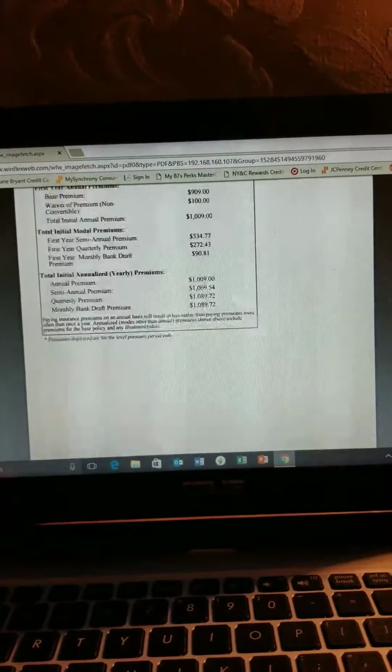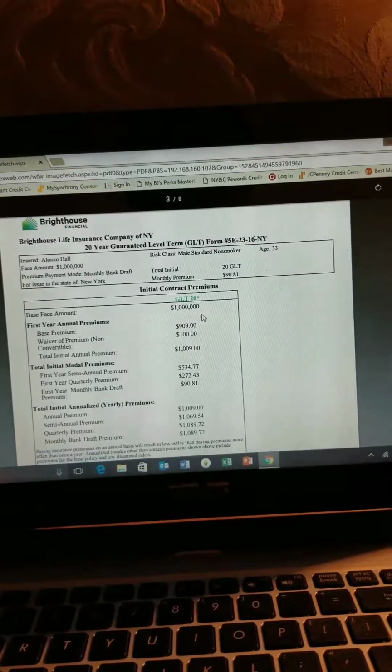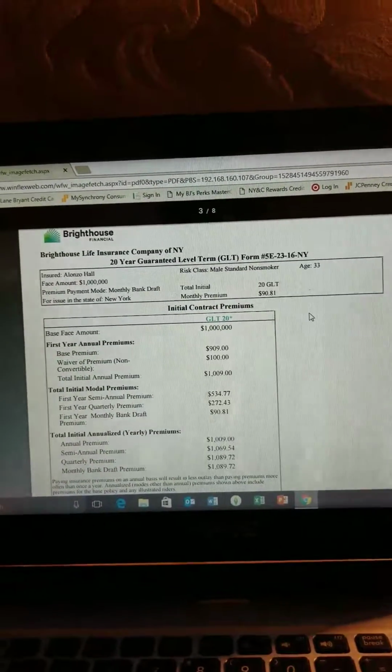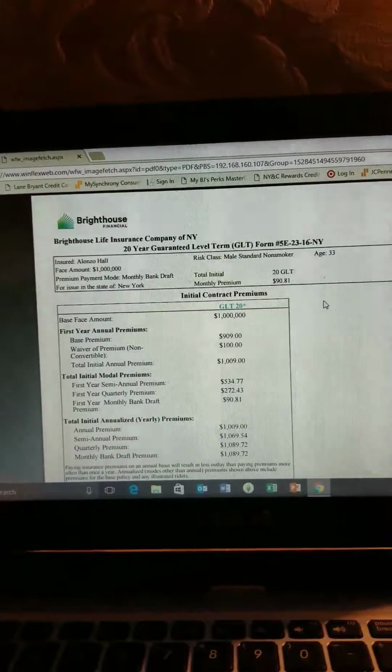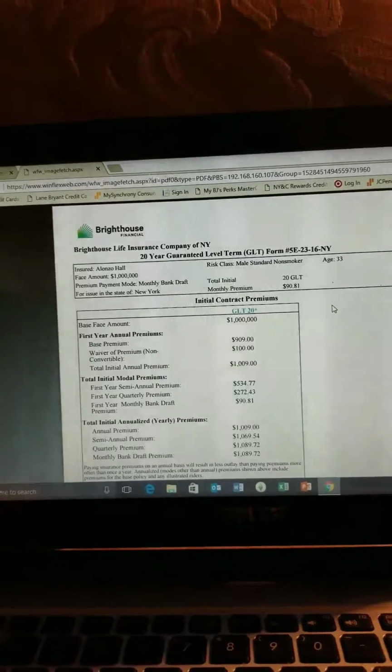So this is a 20-year guaranteed level term, and the base face amount is $1 million. So monthly, I would be paying $90.81 a month for a 20-year term life insurance policy.